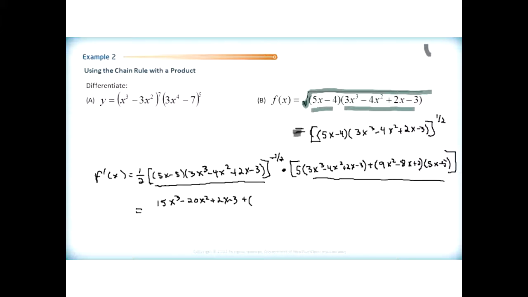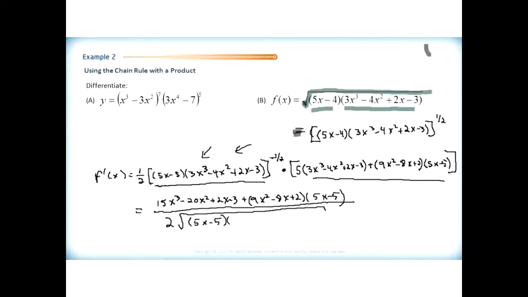And then I'm just going to add, I'm not going to write out this 6-term product over here. So it's just going to be 9x squared minus 8x plus 2, of course, multiplied by 5x minus 5. And notice that I didn't put any brackets around all of that to protect it, because what I'm going to do now is change this business right over here to write it as a negative exponent becoming a denominator. So it's 2 times, and it's an exponent of 1/2, so we can call it a square root again. So this is a square root of 5x minus 5 times 3x cubed minus 4x squared plus 2x minus 3.